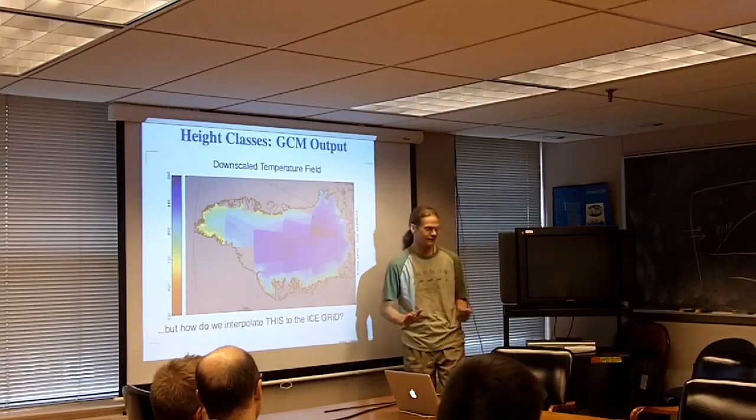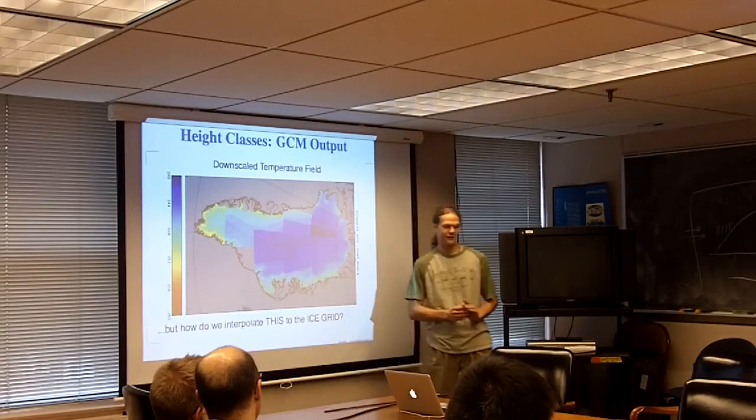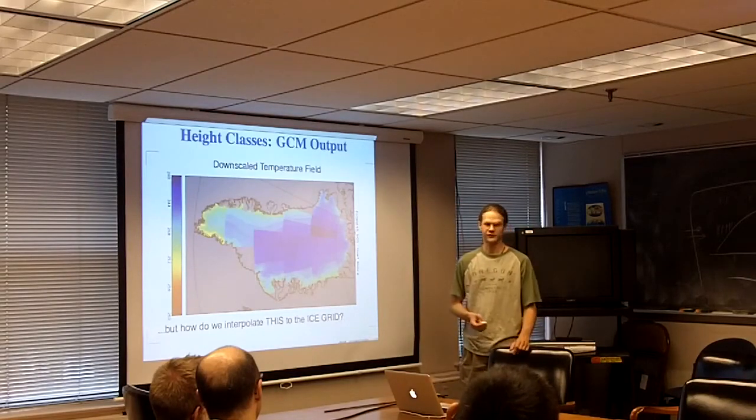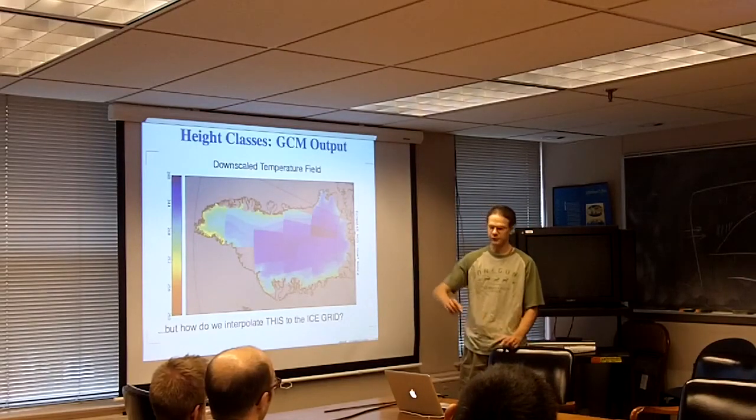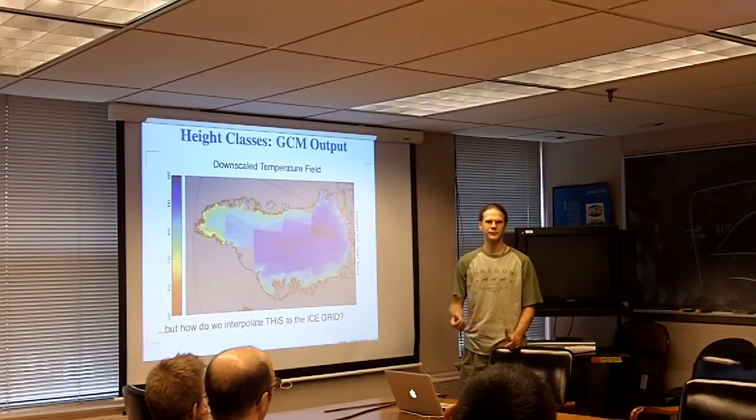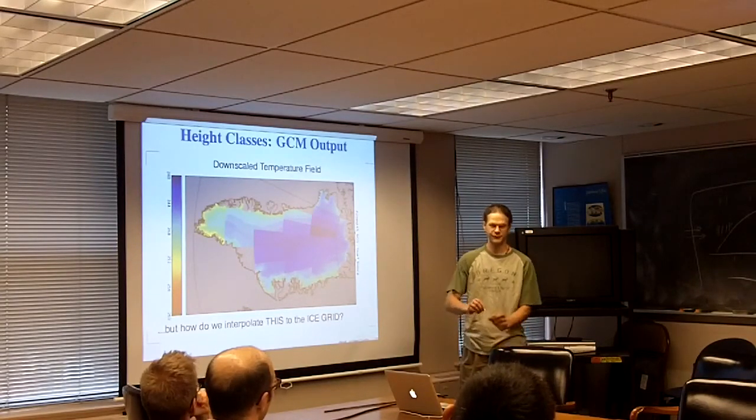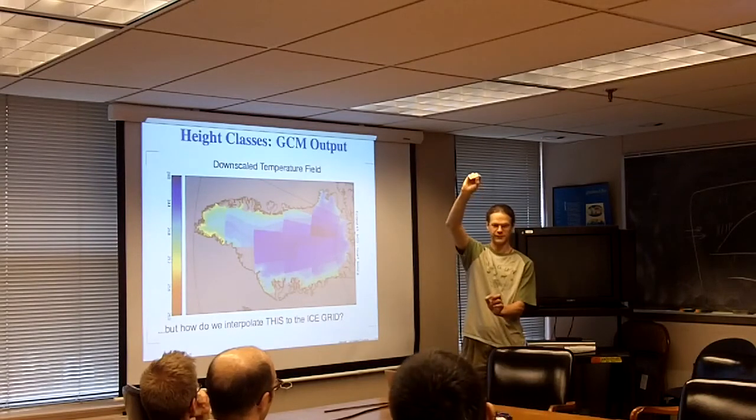Now that's actually in line with what glaciologists will tell you: when you move upslope on a mountain, the lapse rate will be anywhere from 4 to 6 degrees per kilometer, which is different from the lapse rate if you move up in the atmosphere.